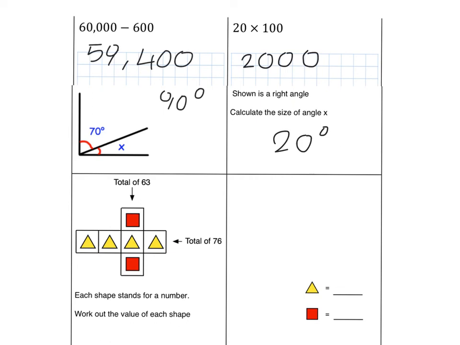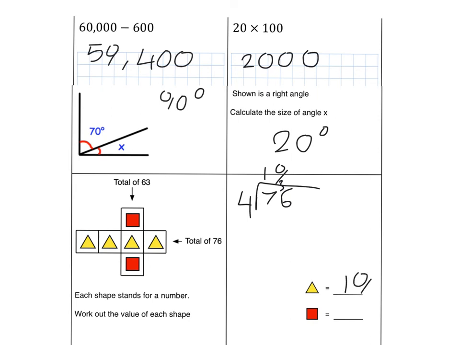Now to work out the next answer, so each of the triangles stands for a total of 76. To work out one individual triangle, we would need to divide 76 by 4. Okay, so 4 into 7 goes once. 3 being your remainder. 4 into 36 goes 9 times. So one triangle is worth 19.